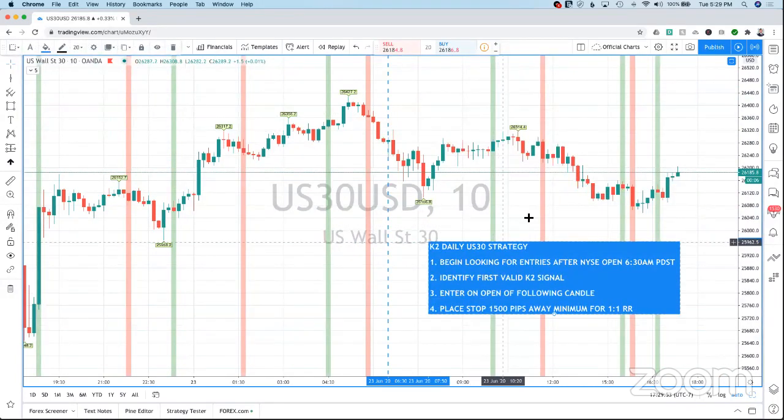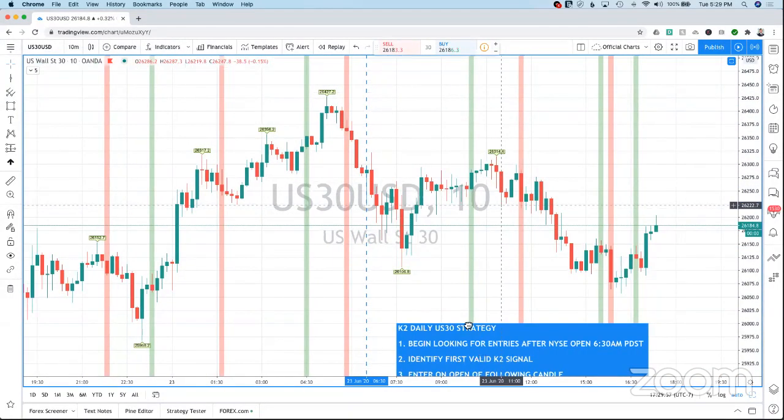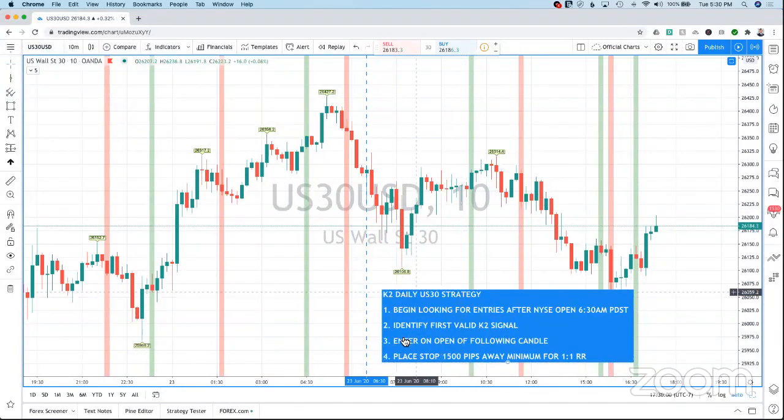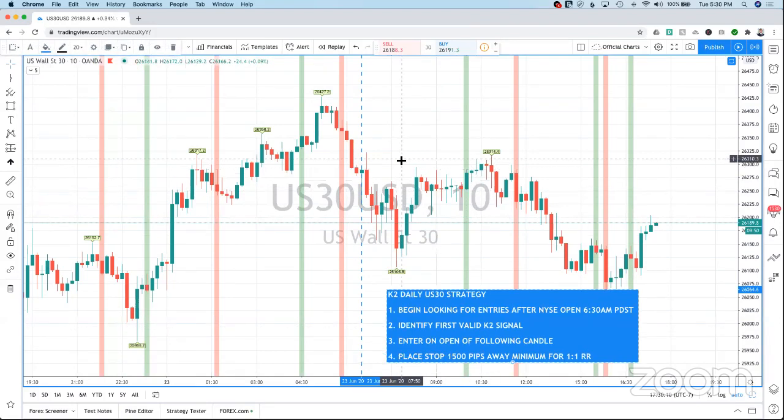So pretty much we have the first requirement done. We start looking for trades after 6:30 a.m., which is when the New York Stock Exchange opened. Next, we're going to identify the first valid K² signal. Right here, we have a valid K² signal. This is at 10 a.m. So first two requirements are met.